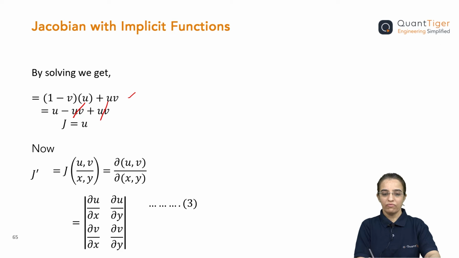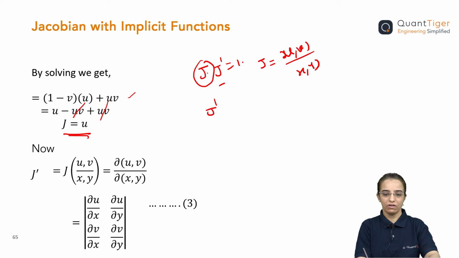Now next thing what we have to prove is J into J dash is equal to 1. So this thing we got it so far, J's value we have received it, J is equal to u. Now next thing would be we have to find J dash. Now first of all, what does J dash mean? J meaning what we did is u and v were the functions of x and y. That's what our J was there.